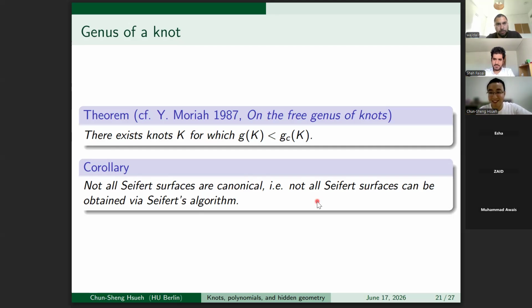Even from the minimal one? Yeah, even from the minimal diagram. So there is no diagram where you find the minimal genus Seifert surface.